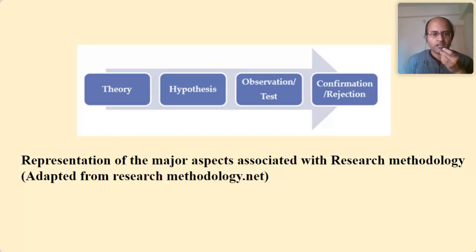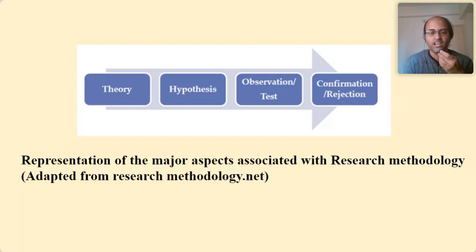Okay, so this flow chart, whatever has been put here, represents the basic aspects associated with the research methodology. Now, first you frame the theory. Once you frame the theory, then based on the literature review and theory, we can develop the hypothesis. Once you have the hypothesis developed, we go further for the observation and testing, which is done.